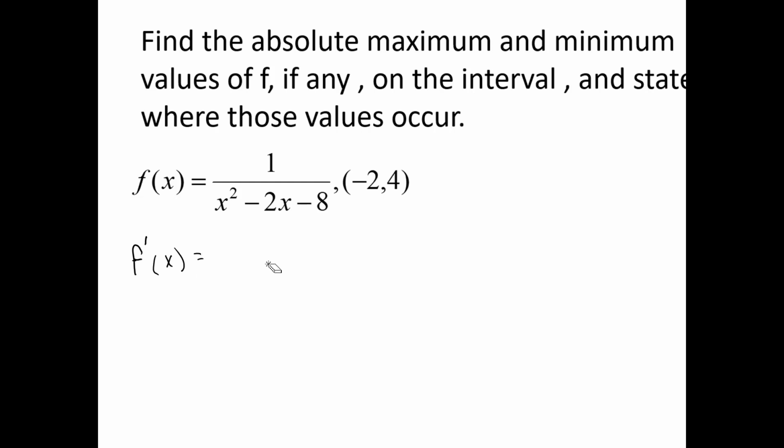Okay, so rather than using the quotient rule on this, I'm going to look at this as x squared minus 2x minus 8 to the negative 1. So I will bring down the exponent, x squared minus 2x minus 8, take 1 away from the exponent, negative 2, times the derivative of the inside. And so then the derivative of the inside is 2x minus 2.